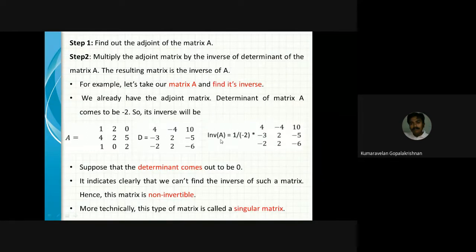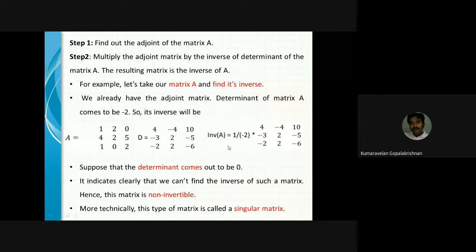So this is the way in which you will find out the inverse of a matrix. Just find out the adjoint matrix, multiply the adjoint by the inverse of the determinant. Inverse of the determinant means 1 by determinant. The determinant value of the given matrix is minus 2. So I have put 1 divided by minus 2 into adjoint matrix. So this is my adjoint matrix. While multiplying these two things, we will find out the inverse of the matrix A.